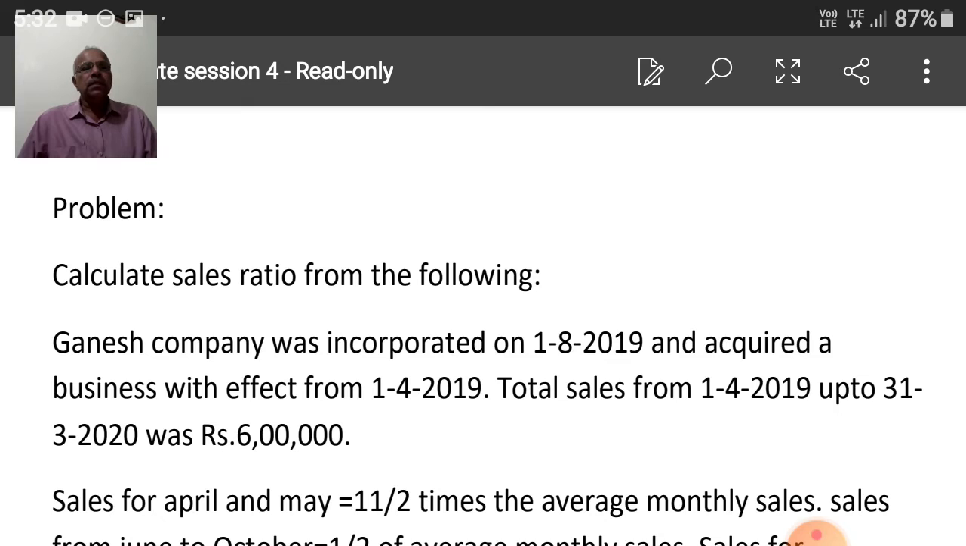Ganesh Company was incorporated on 1/8/2019 and acquired a business with effect from 1/4/2019. Total sales from 1/4/2019 up to 31st March 2020 was rupees 6 lakh.